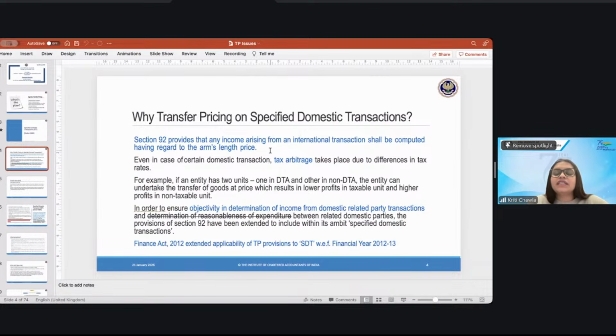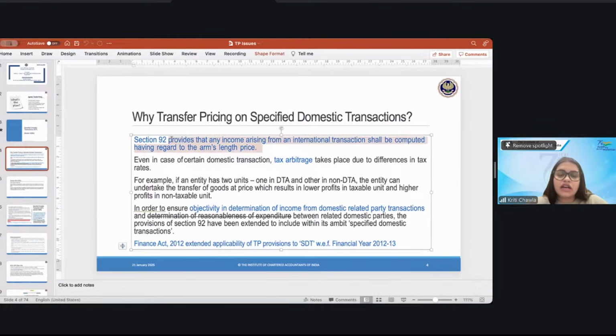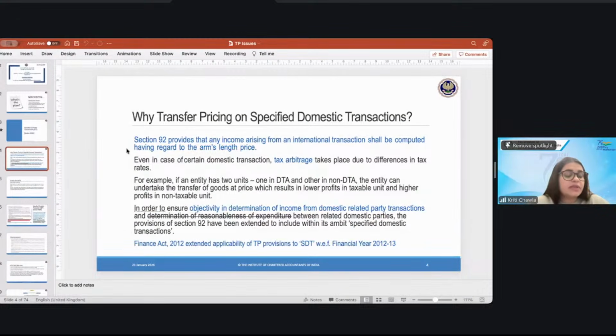Well, this is the slide that talks about how a tax arbitrage can take place in case of domestic transactions. This slide talks about section 92, and it says that any income arising from an international transaction shall be computed having regard to the arm's length price. Now, this is section 92BA, which says that even in case of domestic transactions, there is a tax arbitrage that can actually happen. How?